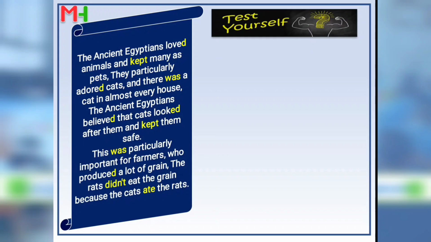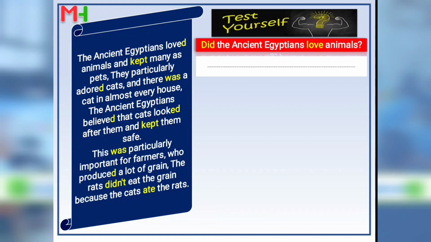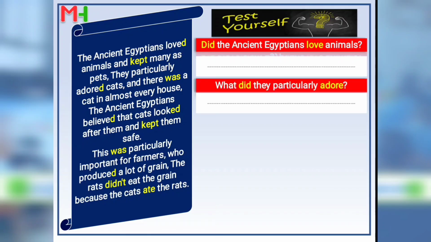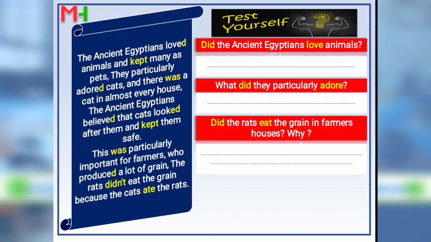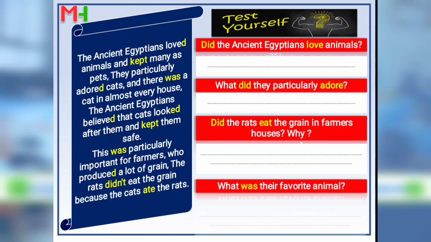We have a few questions here. Let's answer them. Question number one, we have a yes or no question, which is, did the ancient Egyptians love animals? Question number two, it's a WH question. What did they particularly adore? Question number three, we have a yes or no question again. Did the rats eat the grain in farmers' houses, and why? And number four, last one, what was their favorite animal? Take your time to answer these questions in a piece of paper, then come back to review our answers.